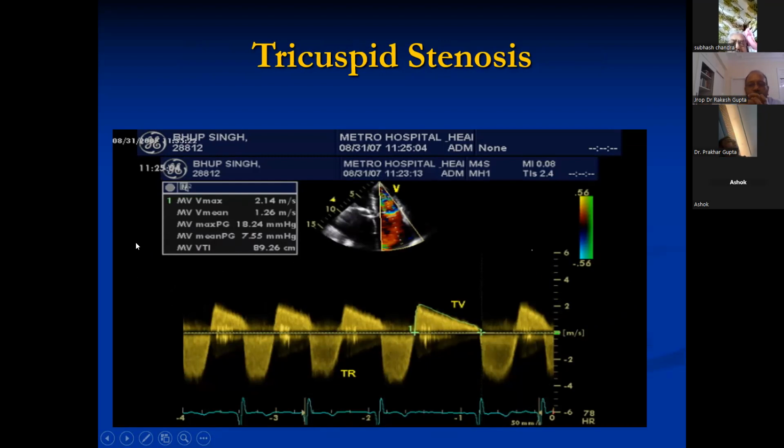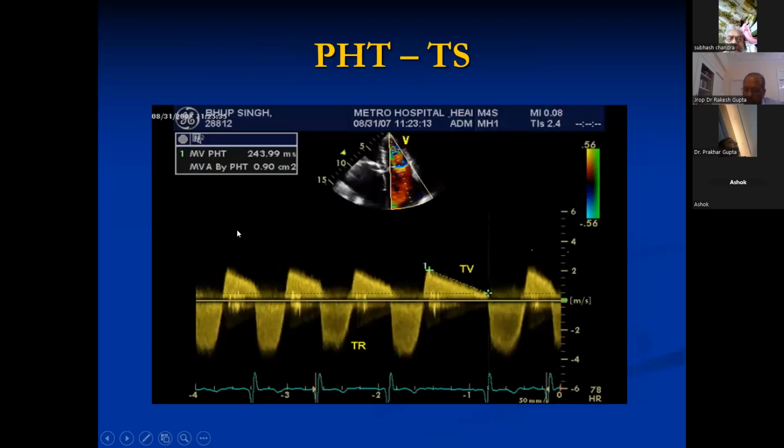Why is it written MB? Because in certain equipment they have not given a facility only for the tricuspid valve planimetry. So we used to go to the mitral valve and then planimeter it also. So you can see the mean gradient is 5, and you see the pressure half-time is about 90, and the area is about 0.90. The pressure half-time is 243, so indicating a severe tricuspid stenosis.